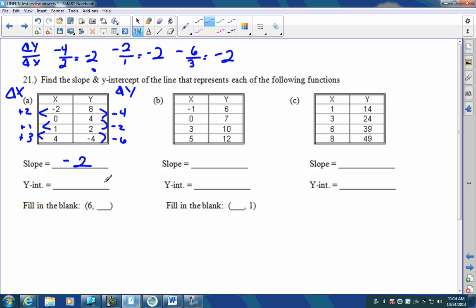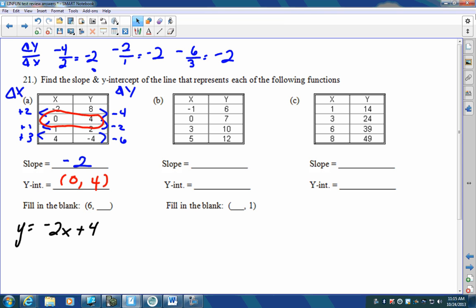Now, my y-intercept, remember, it's 0 and the number. Well, that's already right here in my table. There's my y-intercept. I don't have to do anything. It's 0, 4. If they asked you to write the equation, it would have been y equals -2x plus 4. And it says to fill in the blank. When x is 6, what is y?